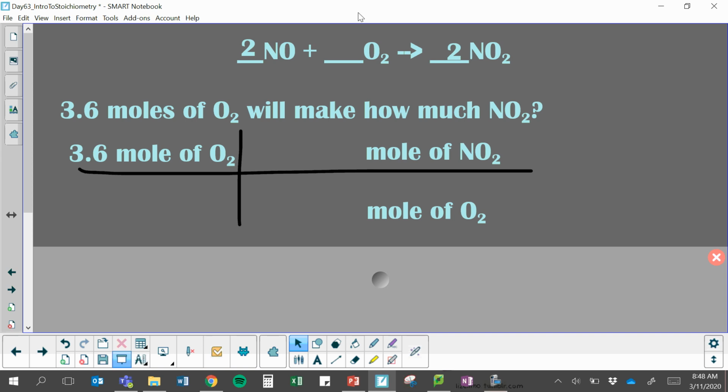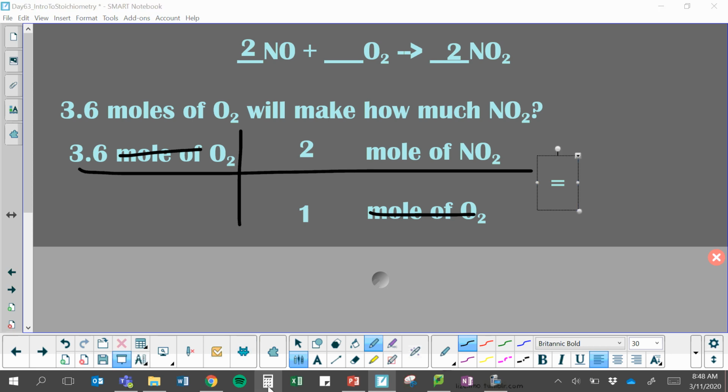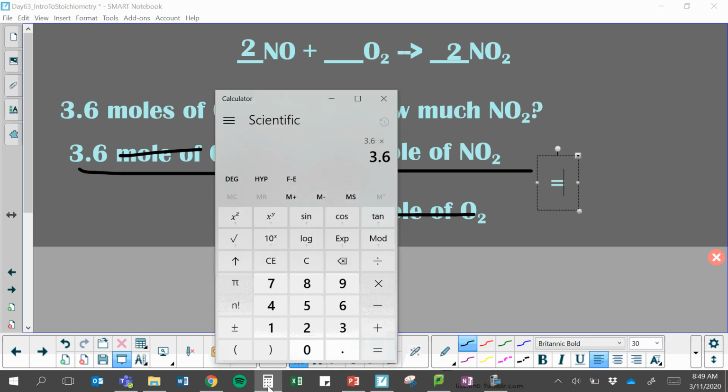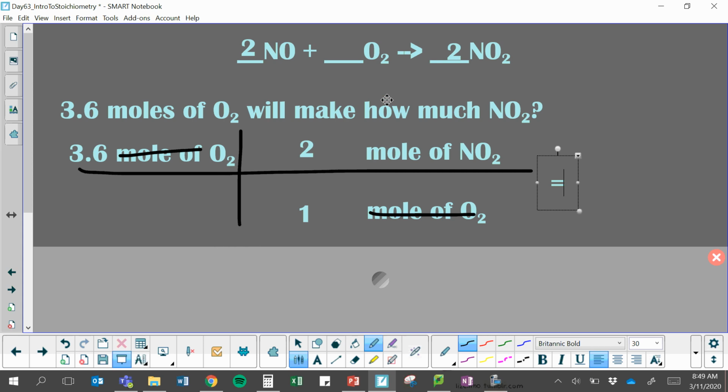And we see that for every 1 mole of O2, we're making 2 moles of NO2. So we have a 1 going here for our O2 because that's the coefficient in front of it. And for NO2, we have a 2. So you can see that our moles of O2 units are going to cancel. So we're left with 3.6 times 2. You can do that and you'll find that it's 7.2.